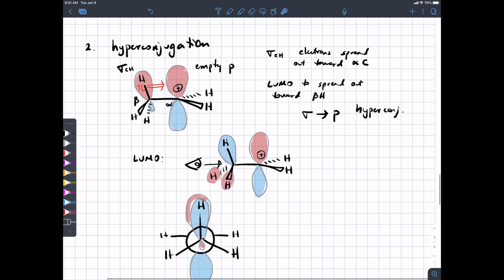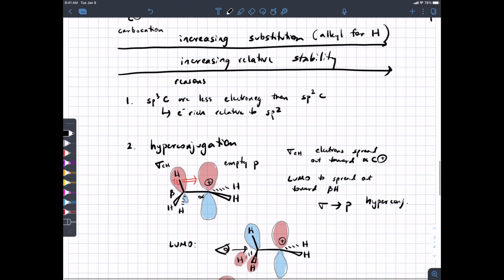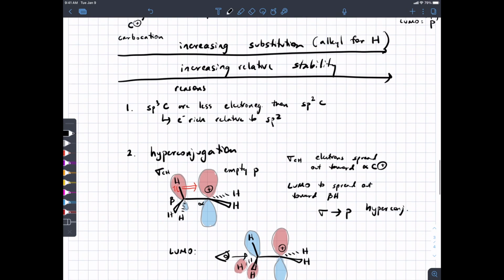So you can imagine that spreading out electrons via hyperconjugation towards the positively charged carbon would be stabilizing. So it's all about delocalizing a positive charge. You can do that through the inductive effect here.